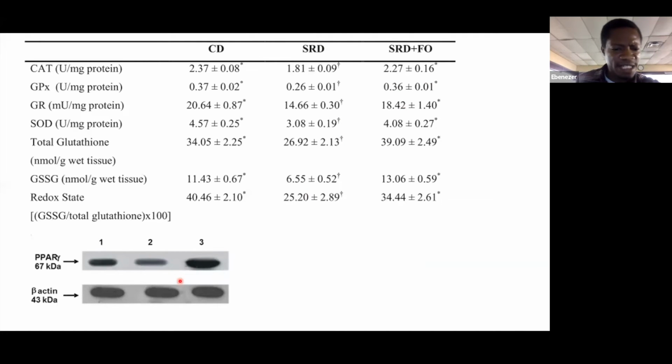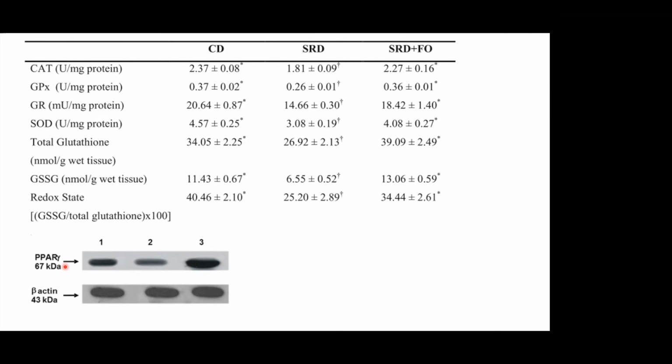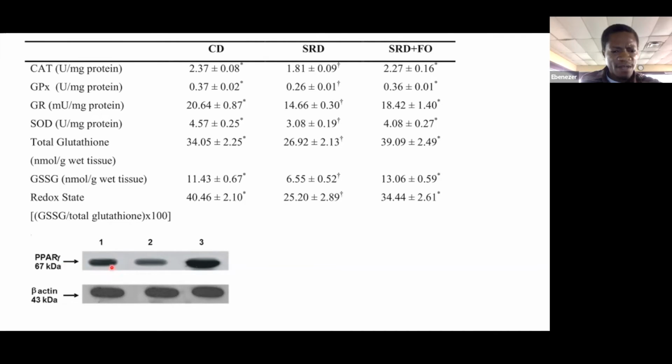Now we have here the result of a Western blot that was normalized with beta-actin. So the PPAR here, for the 1 here represents the control diet, 2 represents the sucrose-rich diet, and then the number 3 represents the treated group with fish oil. We can see that from this expression, it is clearly seen with the band here that it is highly expressed compared even to the untreated group. So that means that PPAR was increased in the group treated with fish oil.